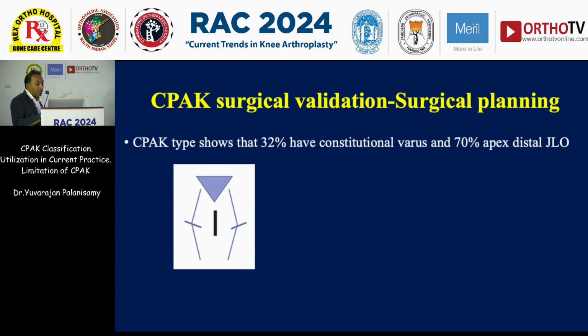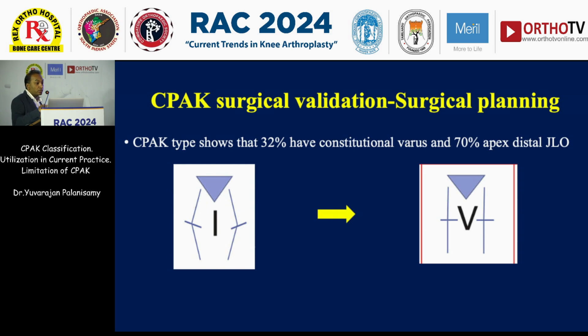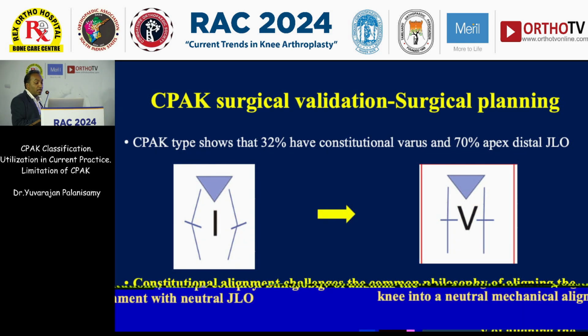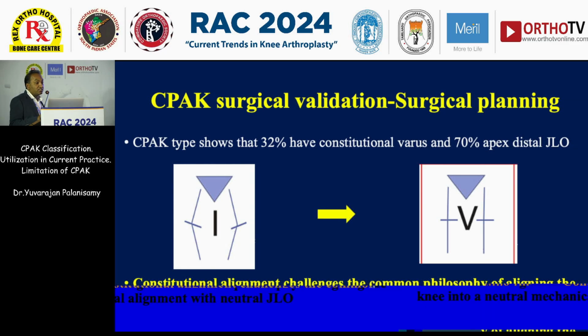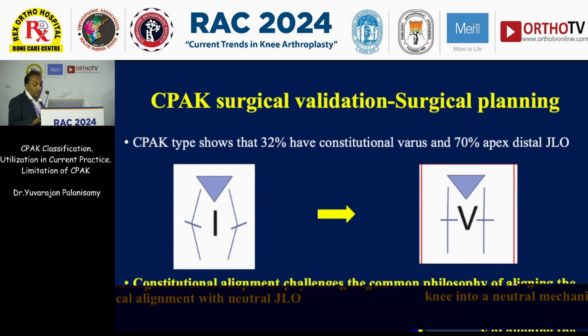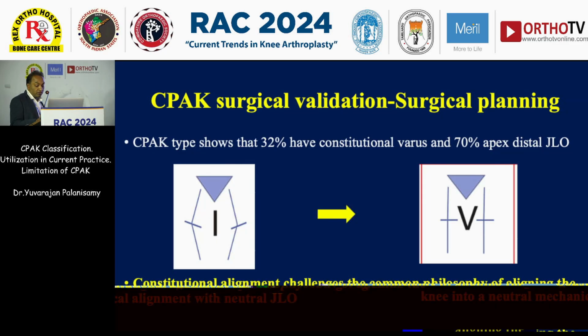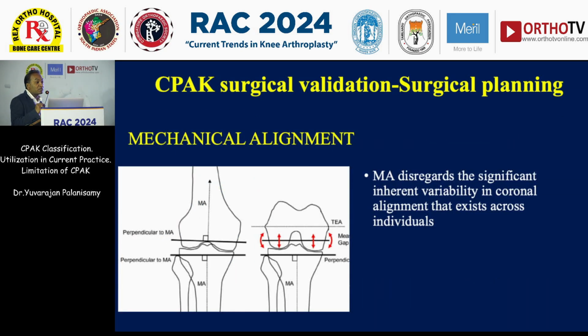So this is a type 1, but are we going to convert this into type 5? Type 5, which I already showed, is a neutral alignment with a neutral joint line. But as per the CPAK, the most common type, at 31%, has a constitutional varus with apex distal. That means the type 1 varus knee is the most common. So this constitutional alignment technique is going to challenge the common philosophy. We are going to the neutral mechanical alignment. That is how the concept of patient-specific alignment has come.